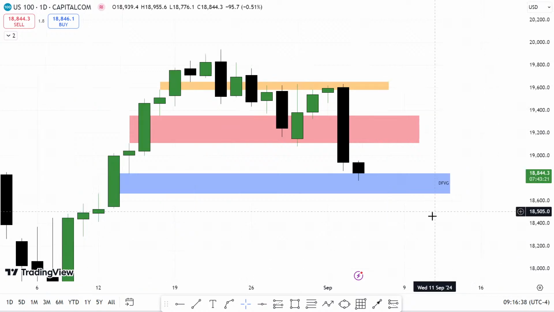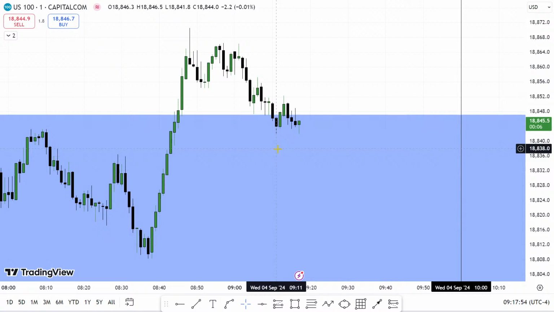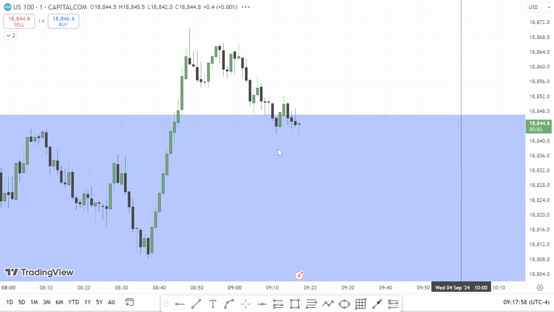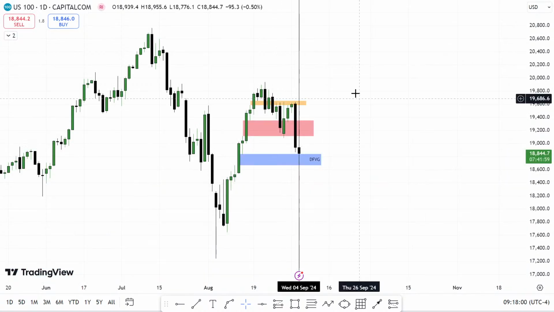So I'm looking at trading this 9 a.m. time window. So let's have our top down analysis. Let's go back to the daily time frame.